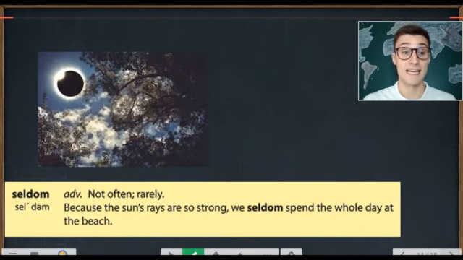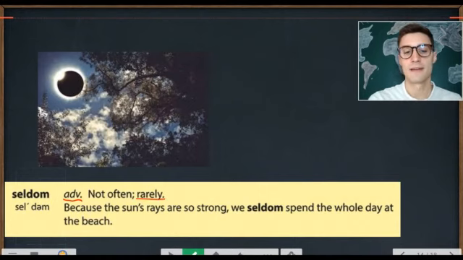The next word is seldom. Seldom has an adverb meaning. You can see here, ADV. An adverb is a word which describes a verb, how something is done. Seldom is something that happens not often. Rarely is a synonym for seldom.